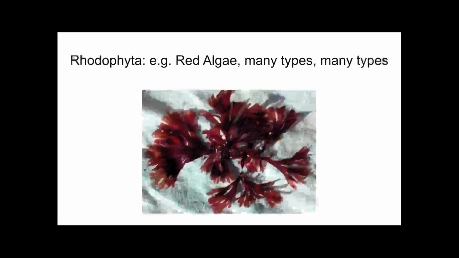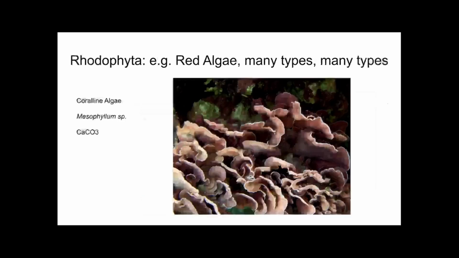Lastly, we'll talk about rhodophytes, the red algae. There are many types of red algae. Red algae occur in such a diversity of morphologies that we divide them up into several groups based on the way they grow. So these are coralline algae, Mesophyllum, and these have calcium carbonate structures. Now remember, calcium carbonate is something that's only biologically available at really specific pHs, so this is another species that might be negatively affected by ocean acidification.